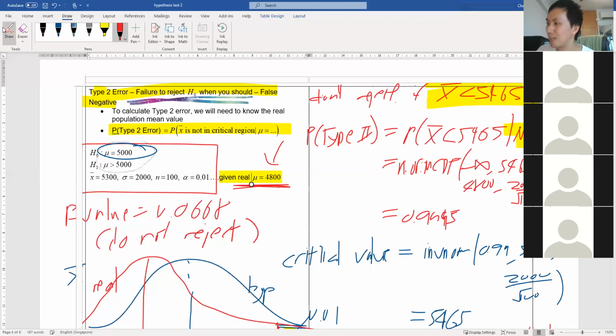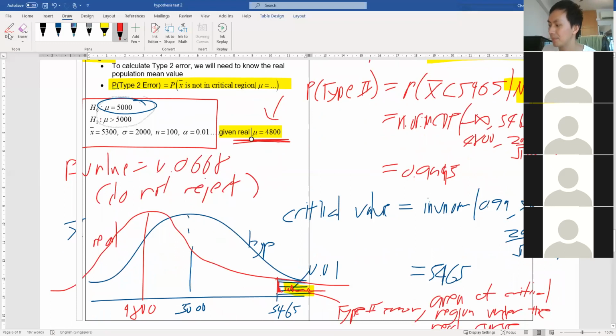Okay, so be it, because I gave these values in a very extreme sense. It's not realistic in the sense that I'm doing a right tail test, but my actual mu is on the left side of the hypothesized value. But can you understand the logic behind this?